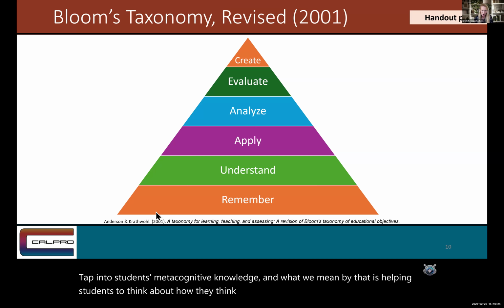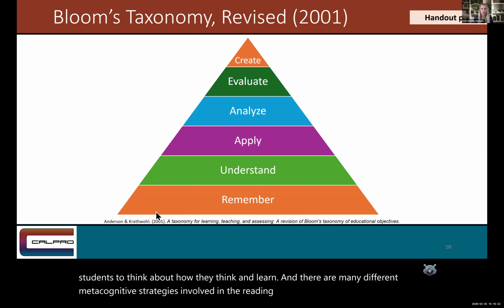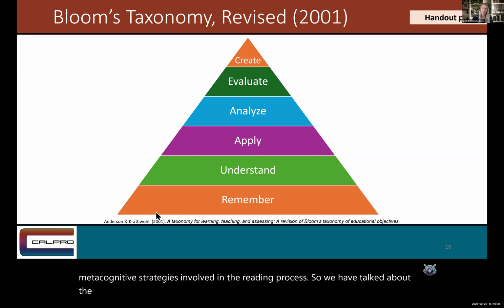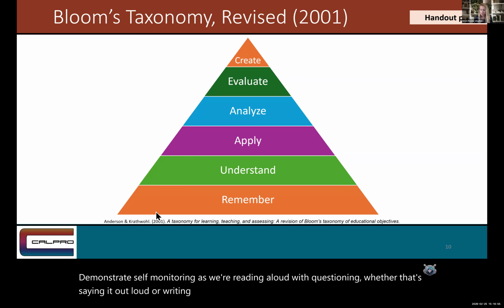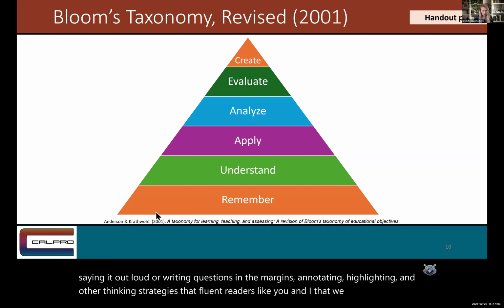And there are many different metacognitive strategies involved in the reading process. So we have talked about the think aloud, modeling our own thinking process aloud as we are reading with students. So that's one example. We can also, with the think aloud, demonstrate self-monitoring as we're reading aloud with questioning, whether that's saying it out loud or writing questions in the margins, annotating, highlighting, and other thinking strategies that fluent readers like you and I do when we are interacting with a text.